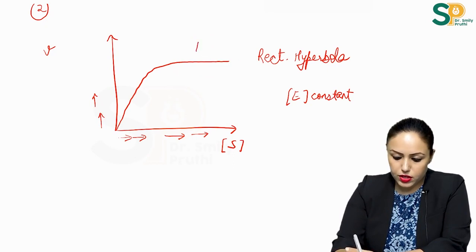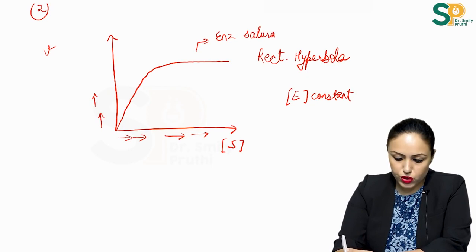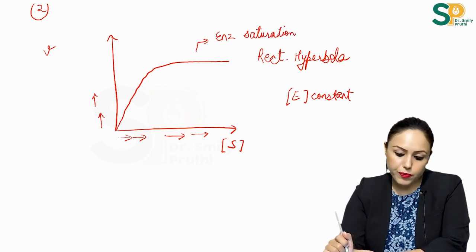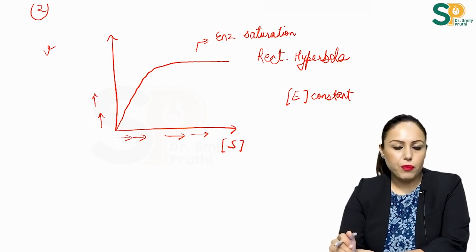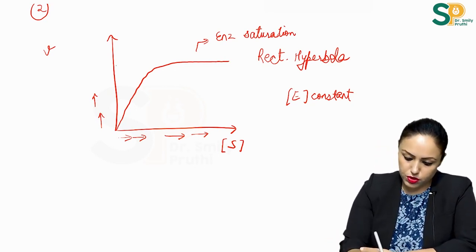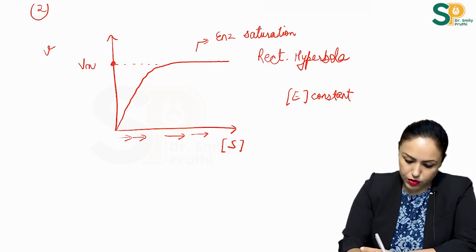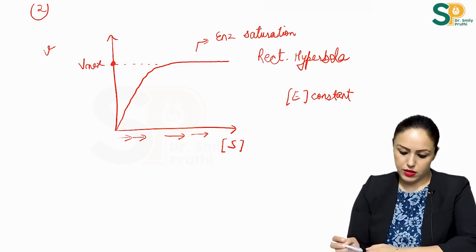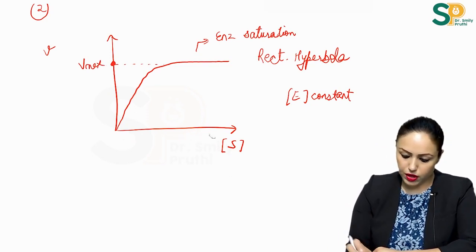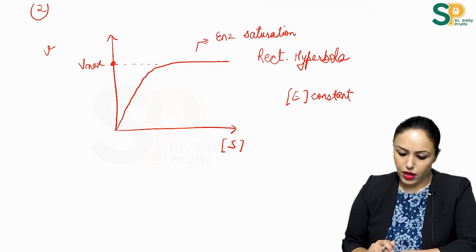Means at this point of the graph, all the enzymes are saturated. So we have reached enzyme saturation here, and this is the maximum velocity possible. So this point on the y-axis is the maximum velocity, that is Vmax, right? This is Vmax on the y-axis.